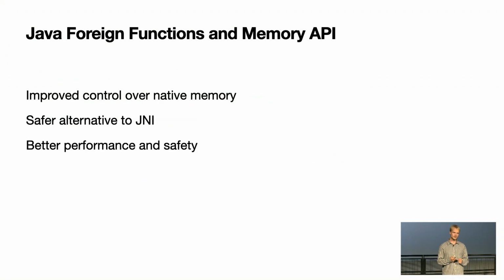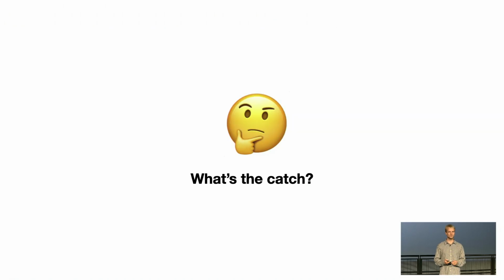Now, this tool, JExtract, was launched with what is called the Foreign Functions and Memory API, also known as FFM. Now, this is a relatively new API added to Java, and it gives the developer approved control over interacting with native memory. It is the replacement and safer alternative for the Java Native Interface that we have known since the beginning of Java. So it gives us better performance and safety. So what's the catch? This sounds pretty great for us as Swift developers, performance and safety. So why can't we just use this?